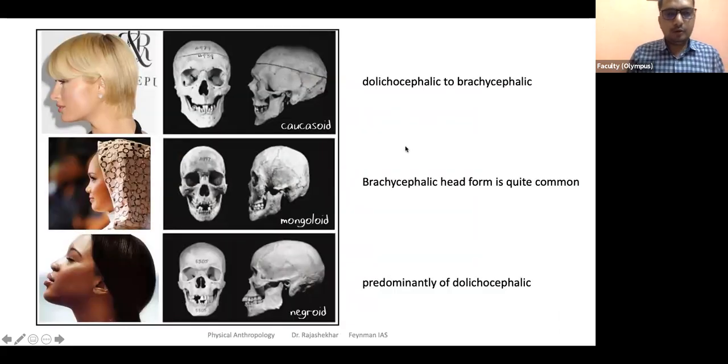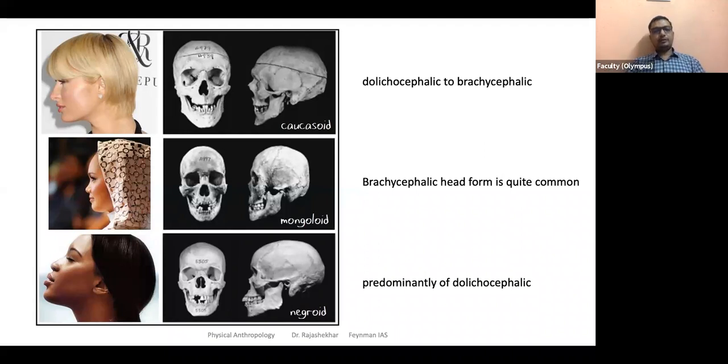So how do they correlate with the different races? Some of these we can easily distinguish. So these are some of those examples. Caucasoids usually have narrow heads, dolichocephalics to brachy. So they tend to have mostly narrow versions of head, but it does vary from dolicho to brachy.